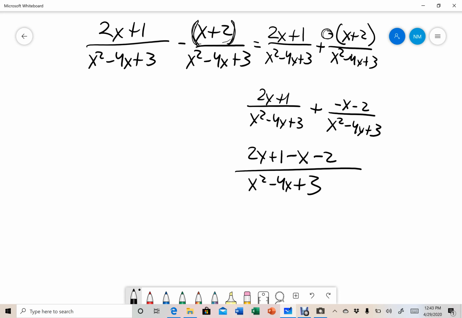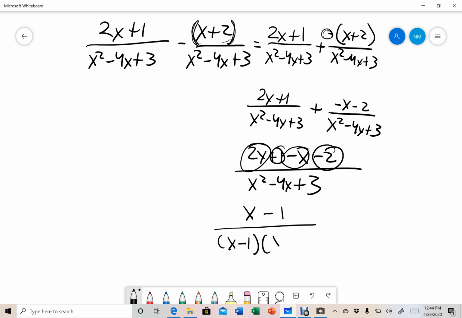Now I can combine my like terms together. So I've got 2x and a negative x, so that leaves me with x. And then I've got a positive 1 and a negative 2, which leaves me with a negative 1. And I'm going to factor my denominator, okay? So x squared minus 4x plus 3 factors to x minus 1 times x minus 3.